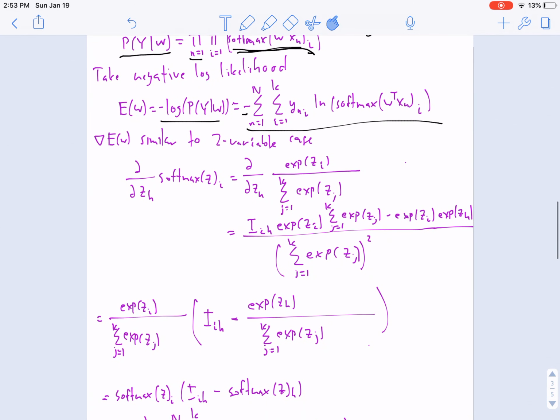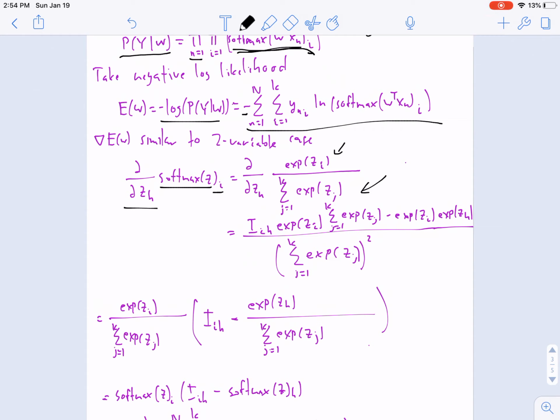So first, before we do anything else, we're going to do a quick mathematical aside where we take the derivative of softmax, and that will be very helpful in our final derivation. So let's say we have softmax on some vector z, and we're looking at the ith component of the softmax, and we're taking the derivative with respect to the hth component of the z vector. So the ith component of the softmax vector is just e to the z_i over the sum of the exponents of all the components of the vector.